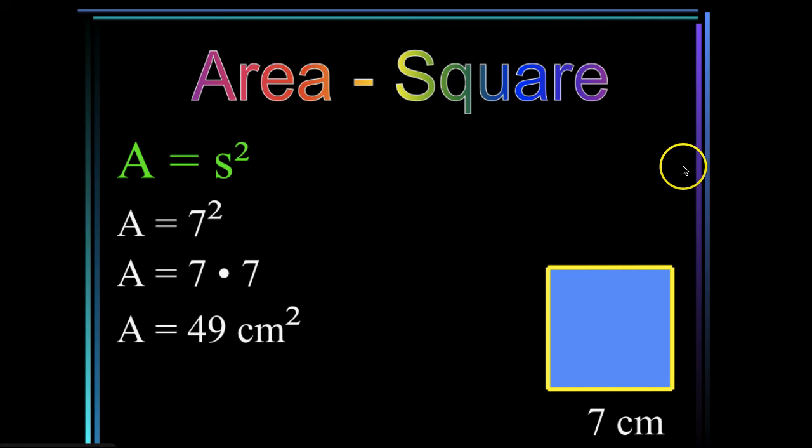With the area of a square, it's side squared, and so we have 7 times 7, which is 49 centimeters squared. And that is the end of this video.